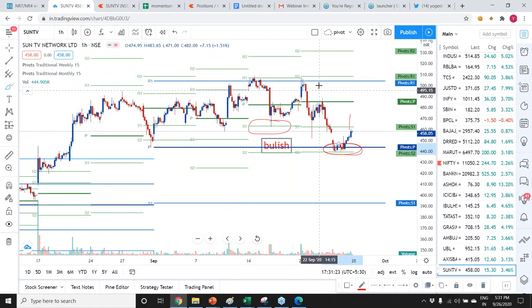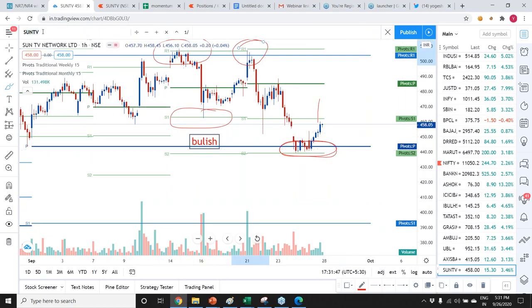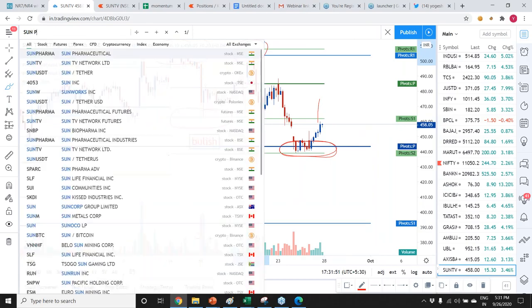Now can you see here multiple levels, weekly R1 and monthly R1? How the stock took resistance there and then fell till weekly S1. Now again here it took resistance at both the levels. So this way, these levels work like magic many a time. Now I'll show you Sun Pharma.